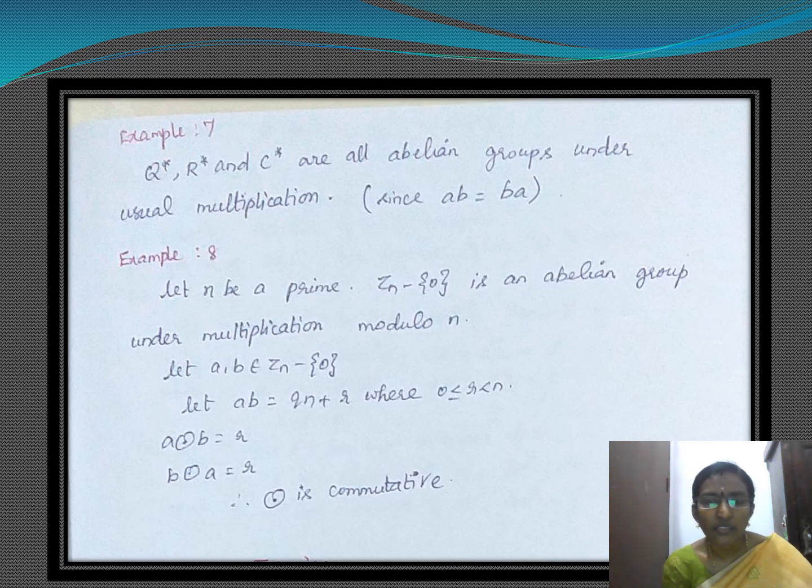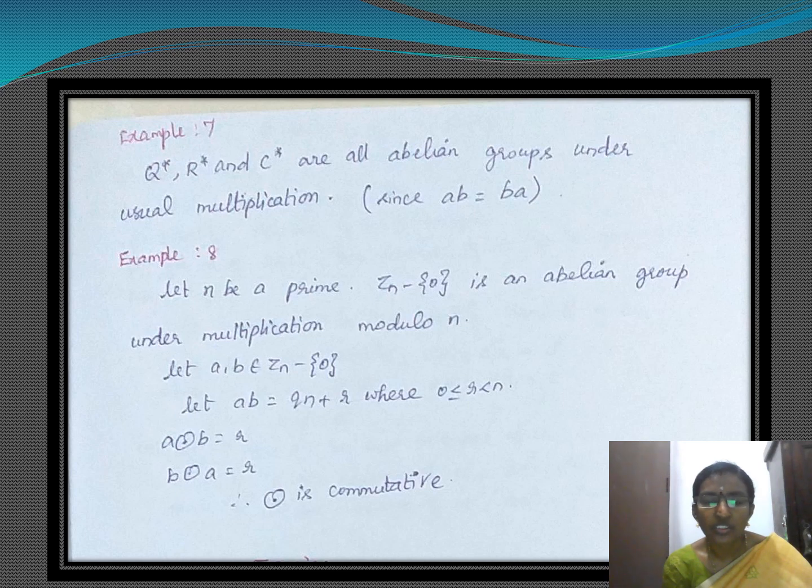Example number 7. Q star, R star and C star. They are all abelian groups under usual multiplication, because these three sets satisfy the property AB equal to BA for all A, B belonging to Q star, R star and C star. Let me move on to the next example.